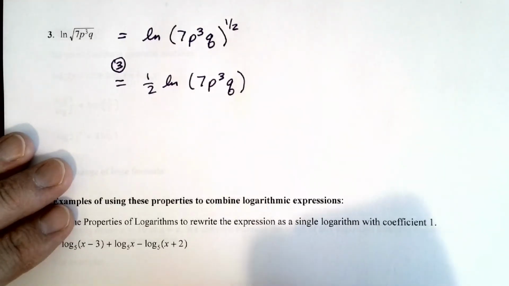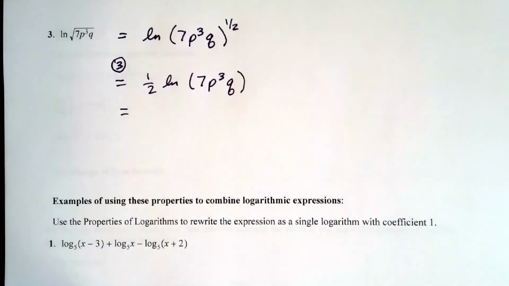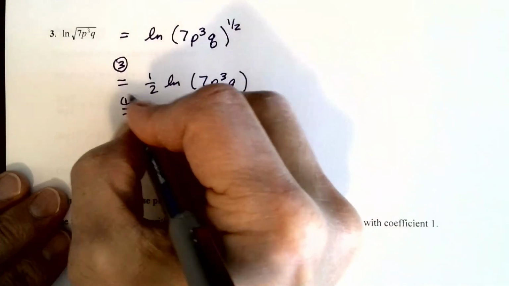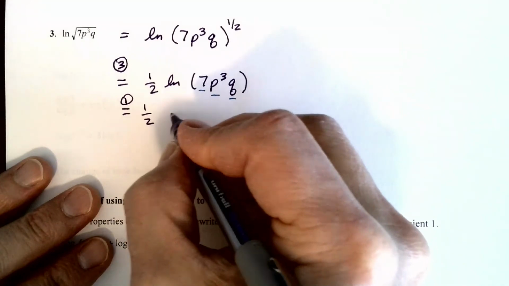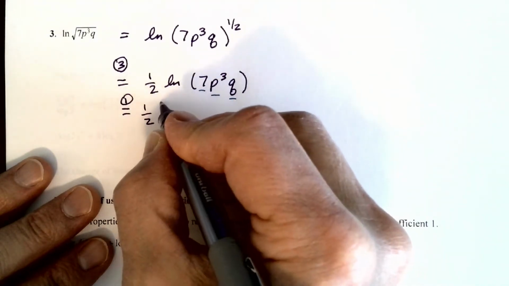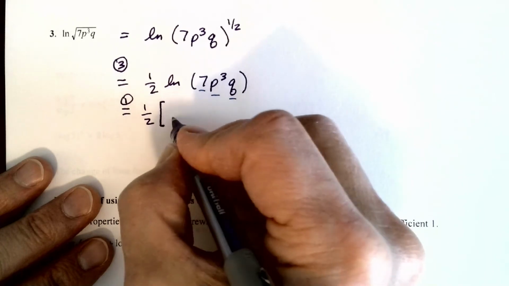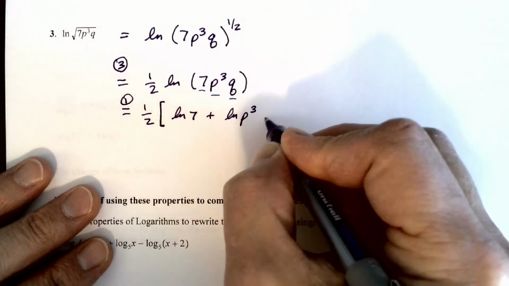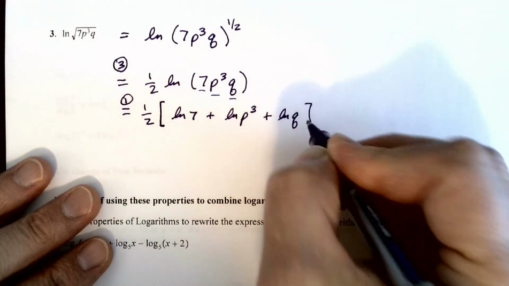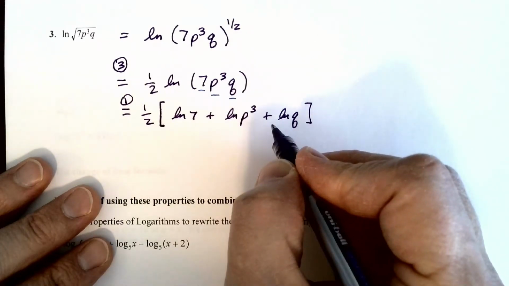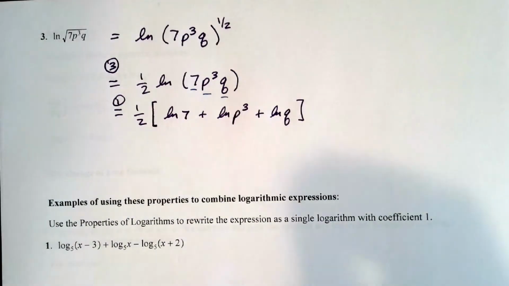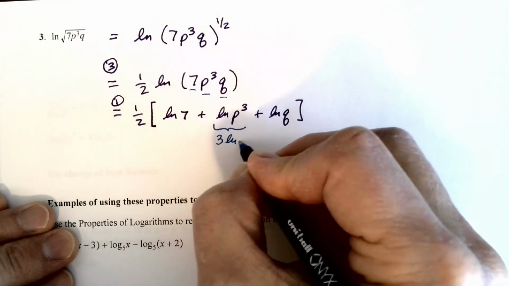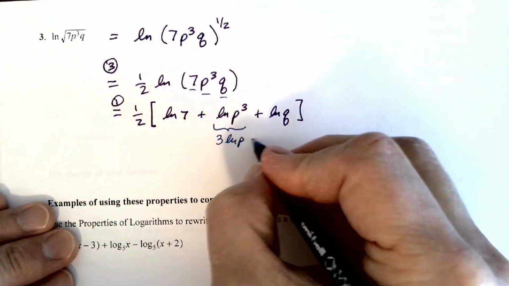Okay. And now I have the logarithm of a product of three things, so I can use property number 1. Okay, and here I got to be careful, right? Again, 1/2 times all this stuff, so what do I need to make sure I do? In parentheses, or I'm going to put brackets here, natural log 7 plus natural log p cubed plus natural log of q. So I need to make sure this 1/2 gets distributed through. Okay, well, property number 3 says what about this? Natural log of p cubed. That's 3 times the natural log of p. Right, by number 3.